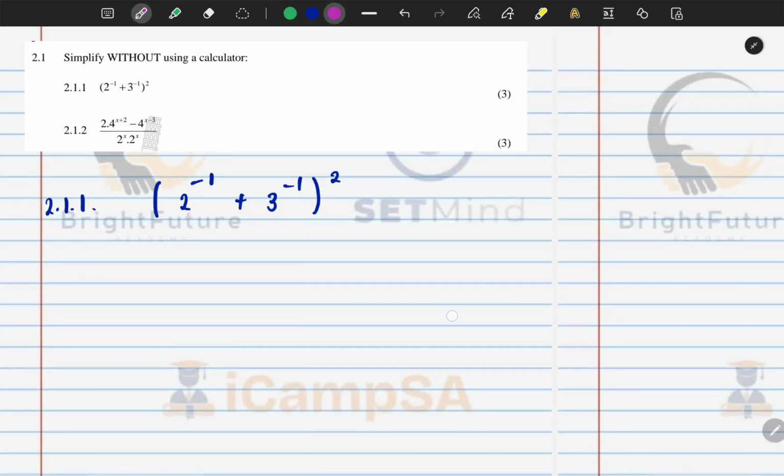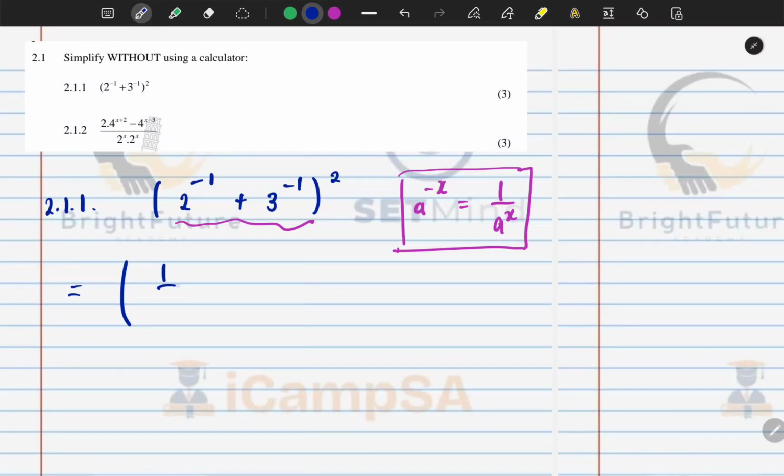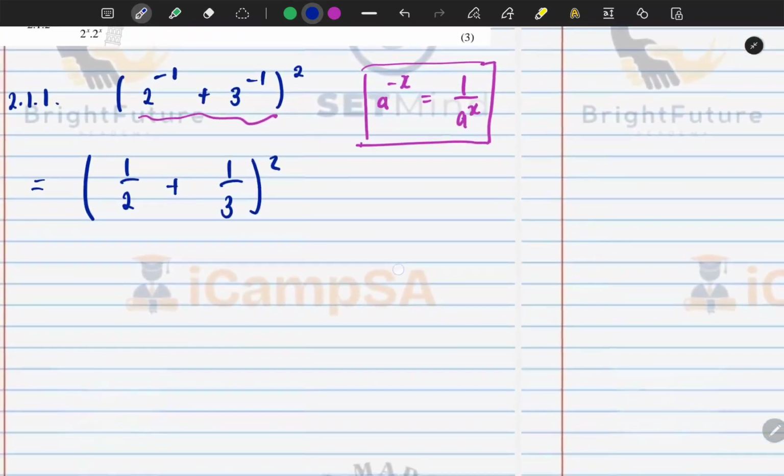So what I'm going to try and do is simplify here. The law of exponents that will be applicable is this one, where a raised to the power of negative x is 1 over a to the x. That's the law of exponents that we are going to apply here. So let's see. This is going to be (1 over 2 plus 1 over 3) all squared.